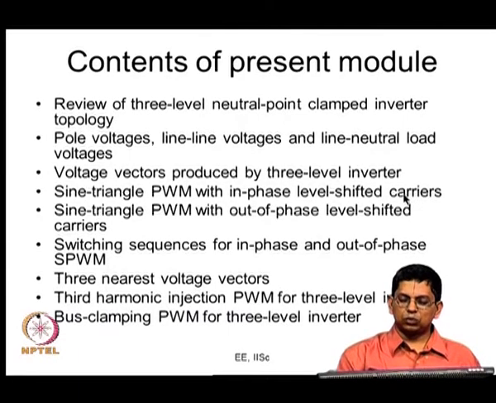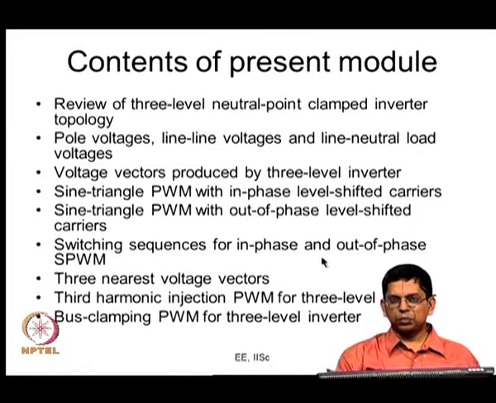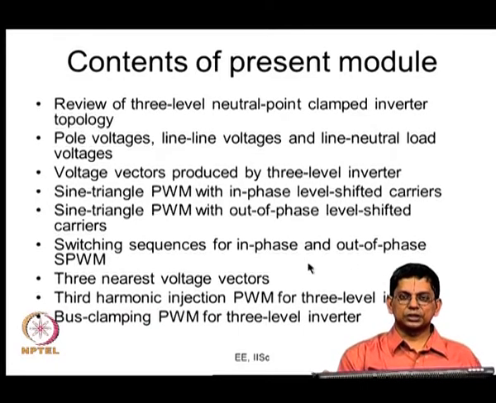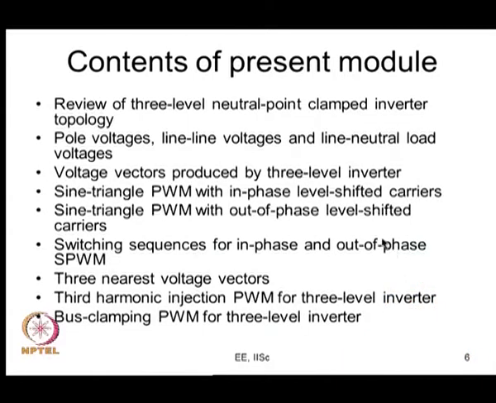So, we looked at those, and then we looked at sine triangle PWM with 2 level shifted carriers, which could be in phase, or there could be some phase difference or out of phase, etc. And we ended up the last lecture just beginning to discuss the switching sequences for in phase and out of phase PWM, and in fact I had asked you to look at this as a home exercise: consider some particular switching cycle and see what kind of switching sequence you would get with in phase and out of phase, are they different and in what sense it is different. Anyway, we will do it today, and we would look at these 3 nearest voltage vectors for any given reference vector.